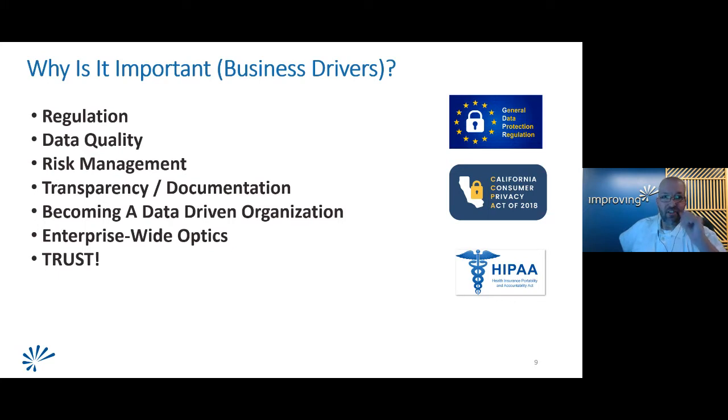So we just talked about becoming a data-driven organization. We'll talk in a little more detail about what that actually is. We've covered enterprise-wide optics, but if you think about it, all of this comes down to trust. If our sales people don't trust our data, we've lost. If our marketing and advertising people can't trust our data, we're not doing a good job. So a data organization has to be trusted in order to be truly data driven. That's the important business driver and takeaway there.